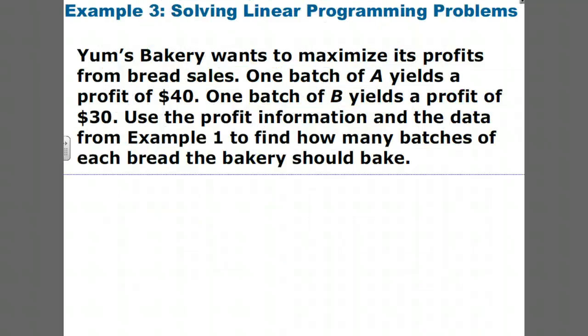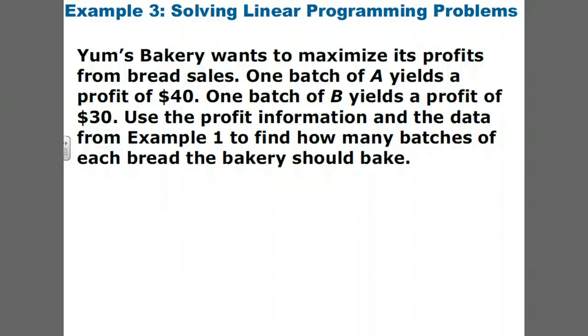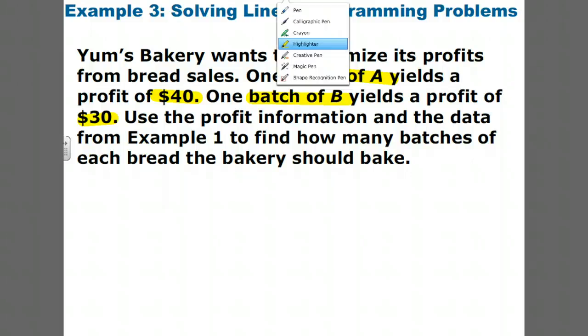equation for profit. So on the next page, Yum's Bakery wants to maximize its profits. One batch of A yields a profit of $40. Oh, that's a lot of money. So we'll take $40 for a batch of A, and a batch of B is $30. So what would our profit equation look like?